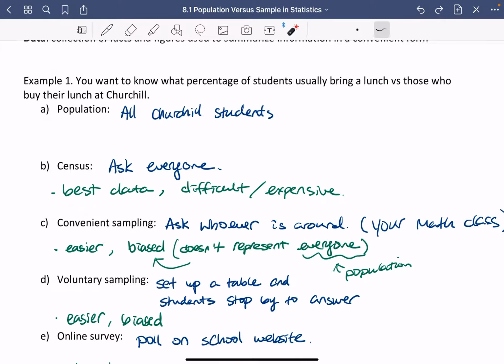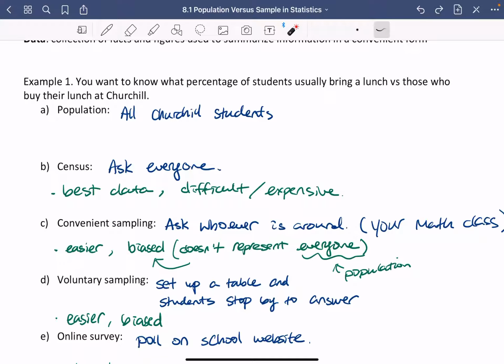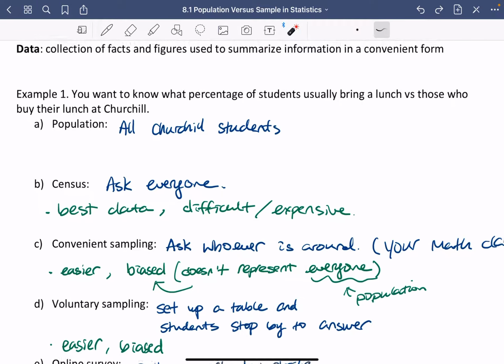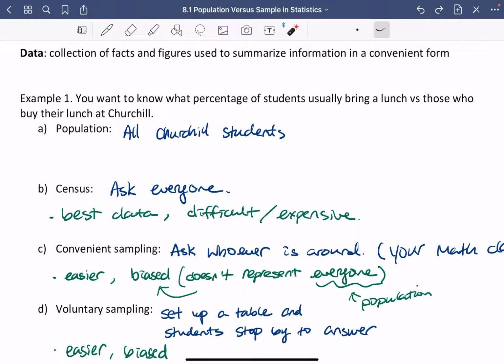Okay, so example number 1. You want to know what percentage of students usually bring a lunch versus those who buy their own lunch at Churchill. So what is the population then? Well, all Churchill students, because you want to find the percentage for the students at Churchill. So the population is all Churchill students.